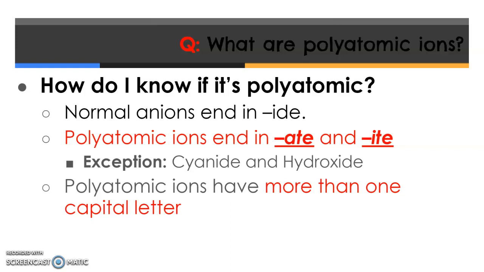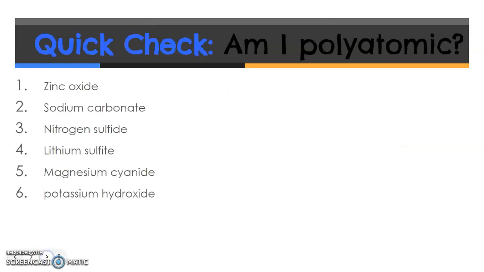Hydroxide is just OH, and that's one you really do need to memorize. And then cyanide is CN, so carbon and nitrogen. So just make sure you commit these two to memory, and then for the rest, as long as you can differentiate between the ide, ate, and ite, you'll be golden, okay? And again, polyatomic ions have more than one capital letter to show us that there's more than one element in the ion.